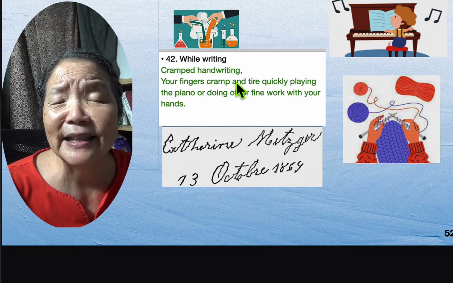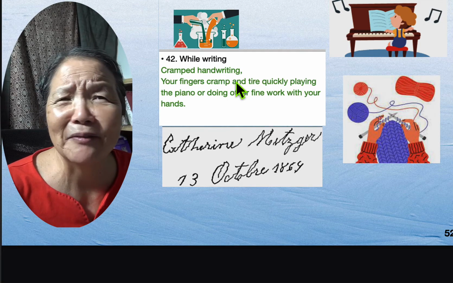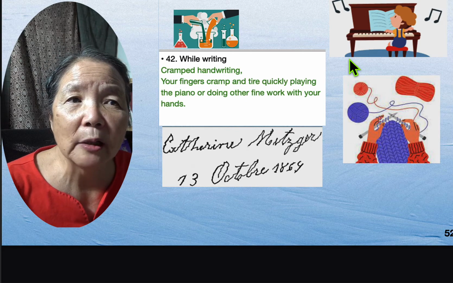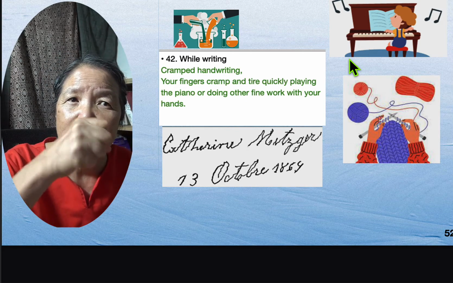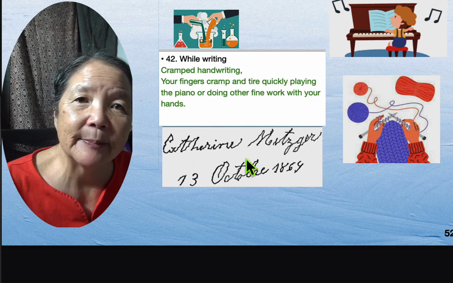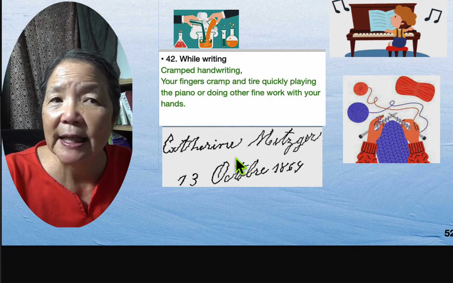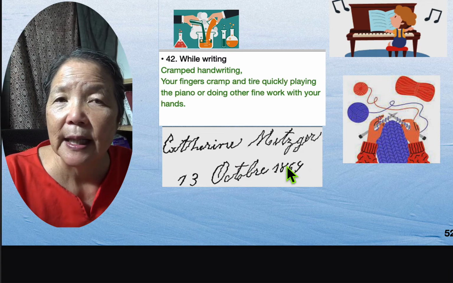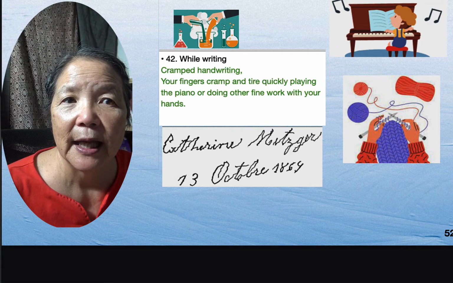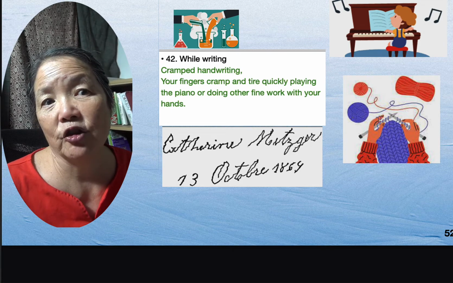While writing, the hands get cramped and the hands get tired. Something like playing the piano or knitting or anything you do fine with your hands could be substituted for writing. And you could actually ask the patient to write and see how writing is instead of asking the question. That's a kind of experiment.